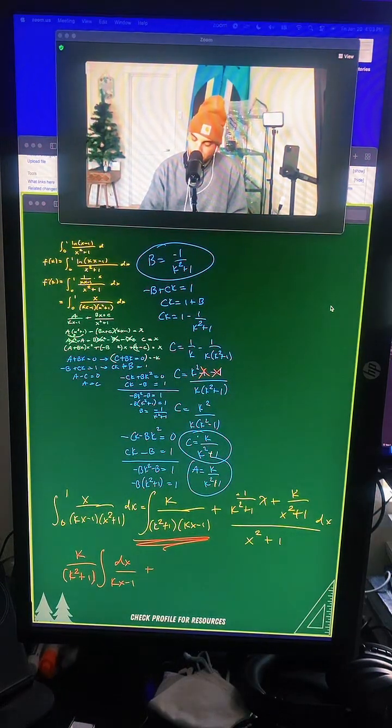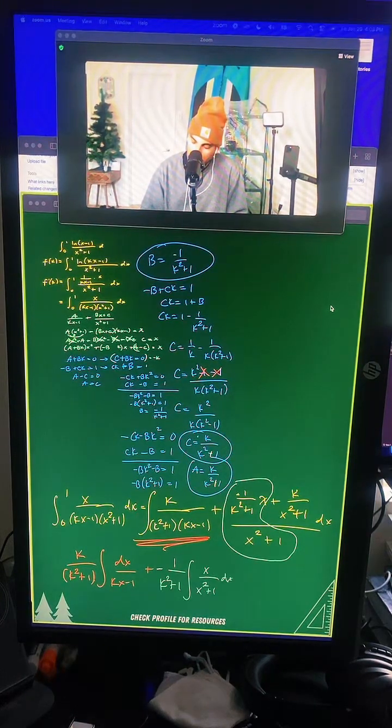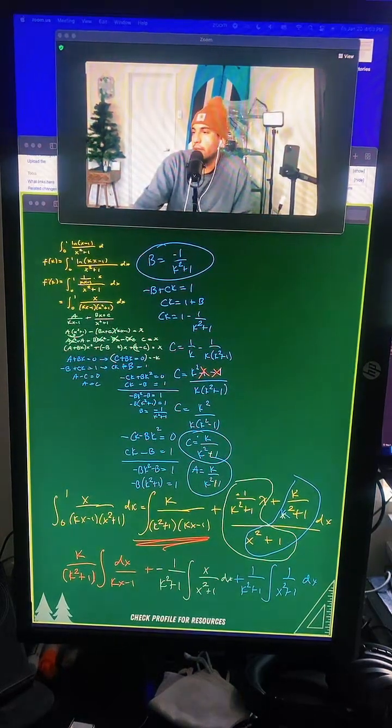Plus, now let's focus on this one. We're going to pull out the minus k squared, so now we have minus 1 over k squared plus 1 integral of x over x squared plus 1 dx. And then the last one is this one. I believe that was a k squared because that was a plus, that was a c value. So then it should be 1 over k squared plus 1 integral of 1 over x squared plus 1 dx.